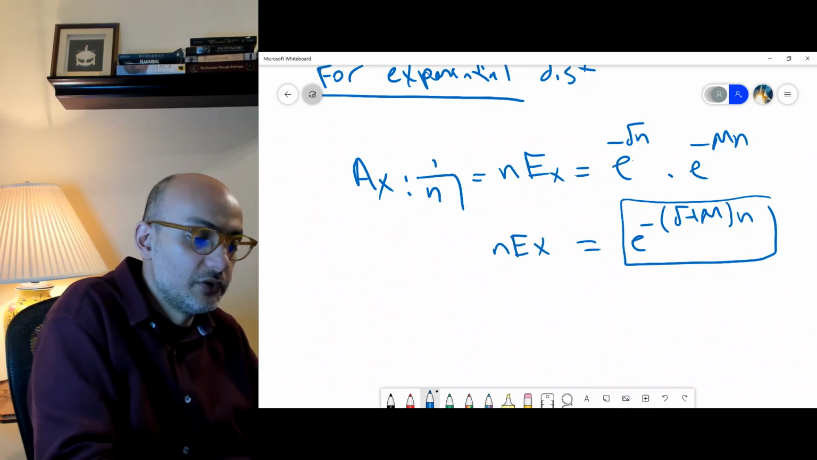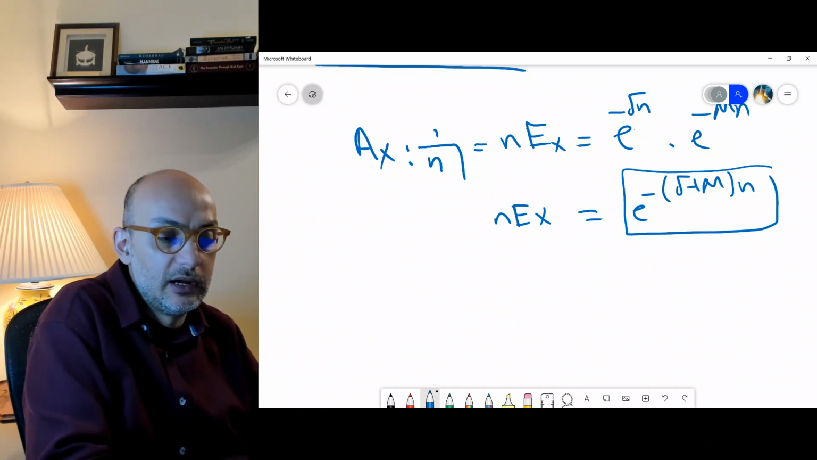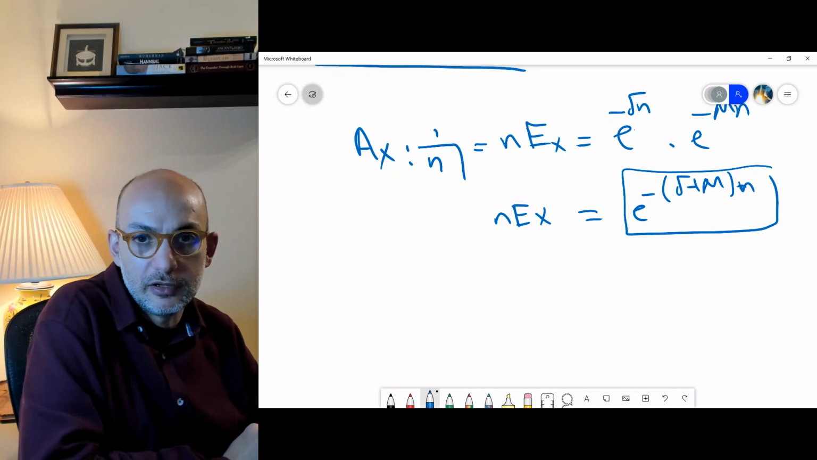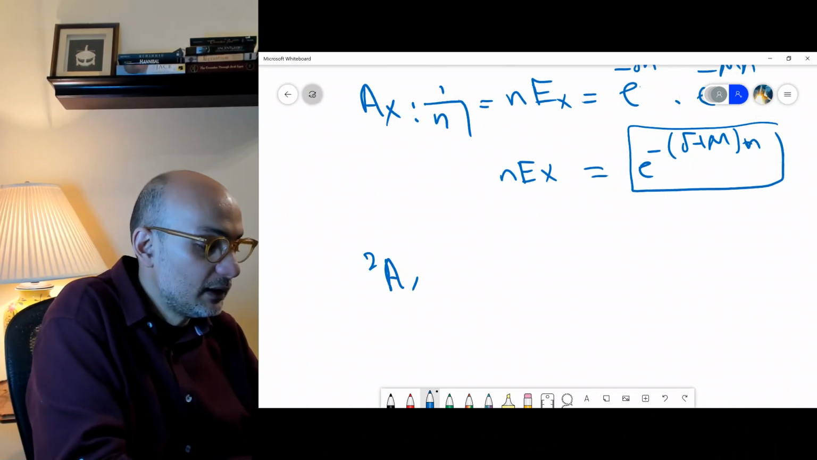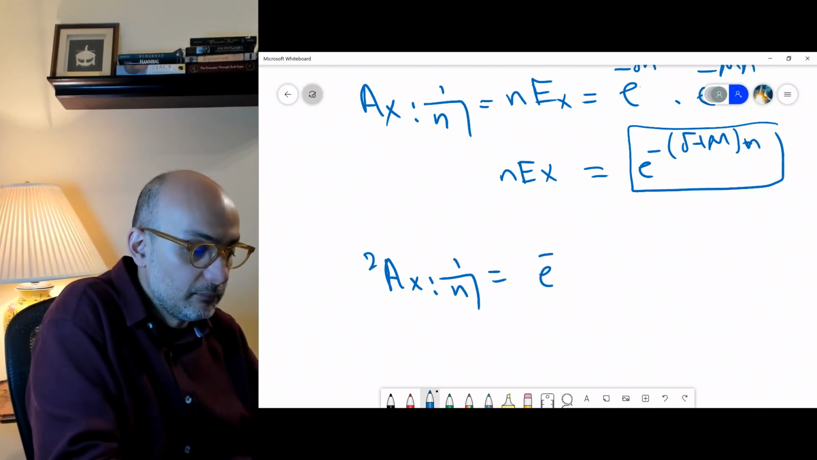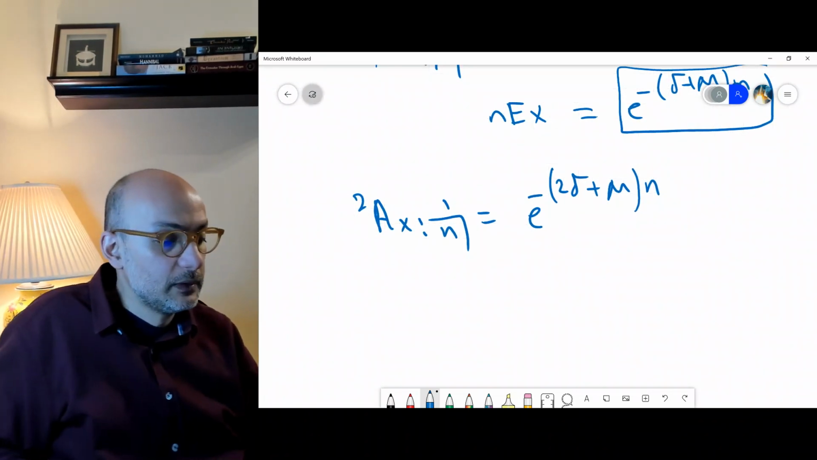This is a very important relationship. It's delta plus mu, the force of interest plus the force of mortality, multiplied by n, the period. This is the actuarial discounting factor for the exponential distribution. Similarly, the second moment will be all the same, but 2 delta plus mu multiplied by n. Not much here.